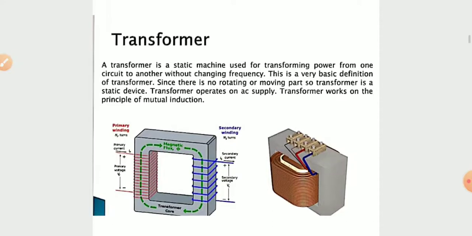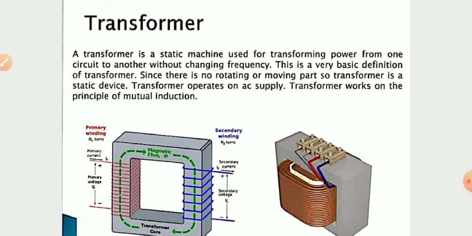We know that a transformer is a static device. It is not a moving device. It is a static device used to transfer power from one circuit to another circuit without change in frequency. It means the transformer frequency is constant, so there is no change in frequency on the output side from the input side.